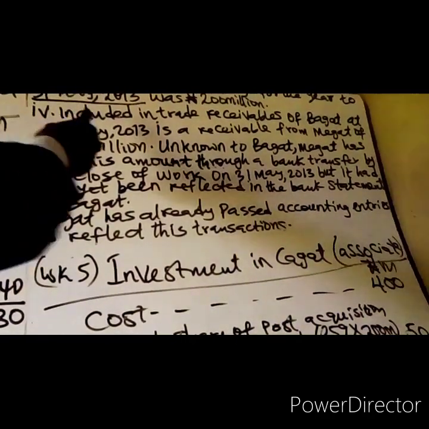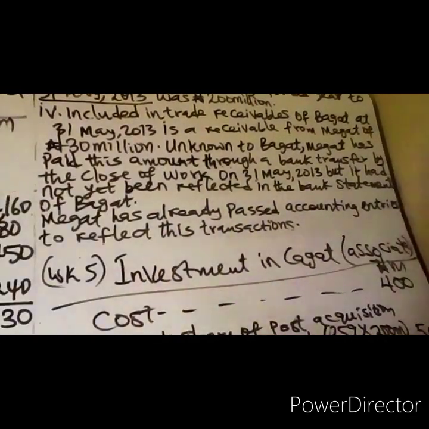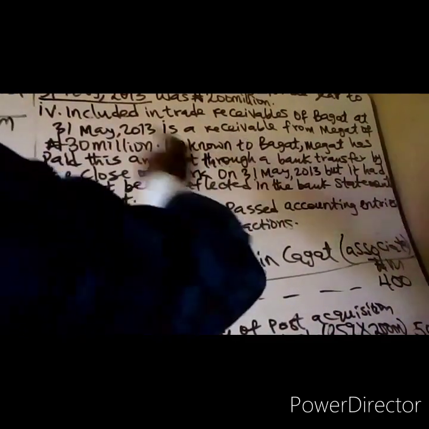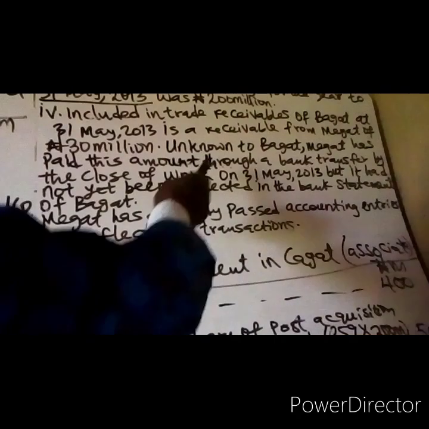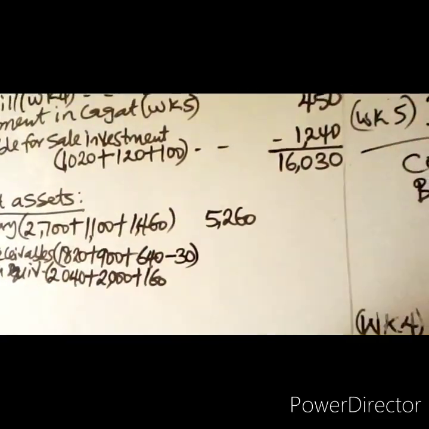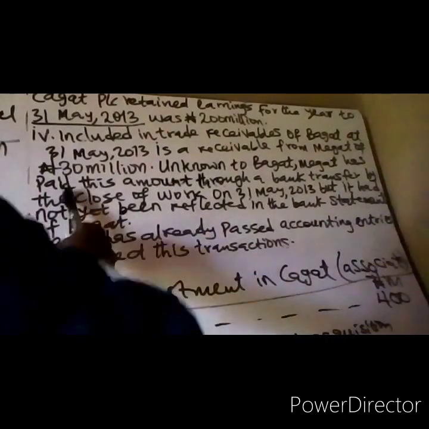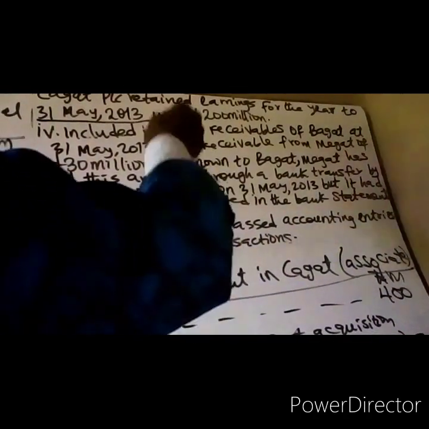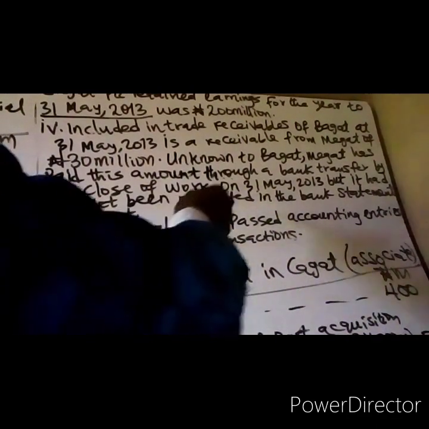Note 4. Included in trade receivables of Bagat at 31st May 2013 is a receivable from Megat of 30 million naira. Unknown to Bagat, Megat has paid this amount through a bank transfer. Since this amount is included in trade receivables, you have to deduct it from trade receivables, so minus 30 million. That is an intergroup receivable. Since it has been paid, it is no longer included in trade payables.